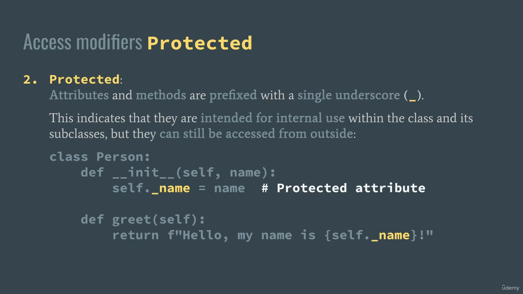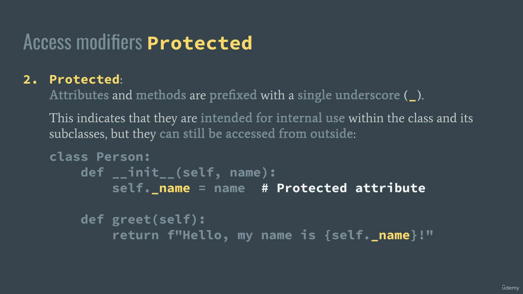Next is the protected access modifier. In Python, protected attributes and methods are marked by a single underscore at the beginning of the name, signaling that they're intended for internal use within the class and its subclasses. Although protected members can still be accessed from outside, this convention suggests they shouldn't be directly modified or used externally.